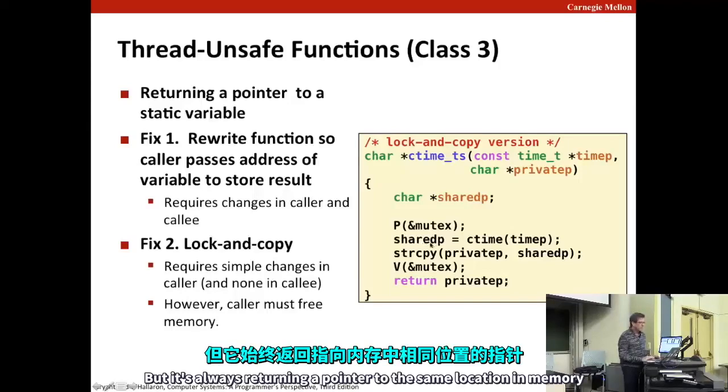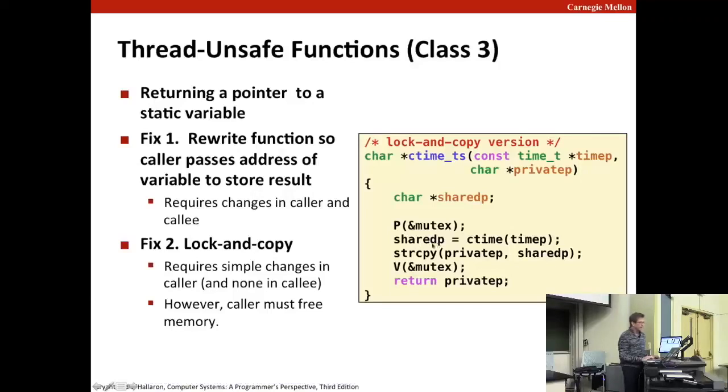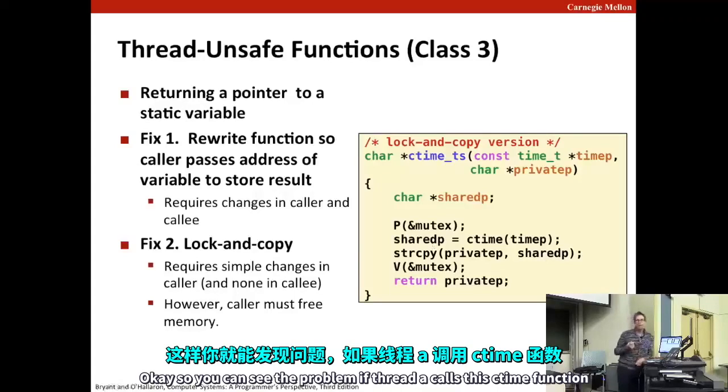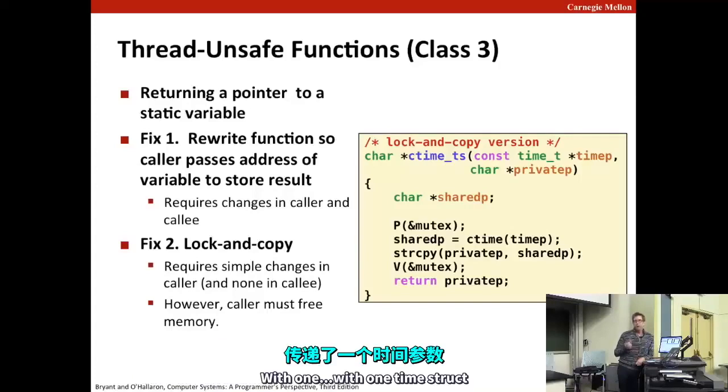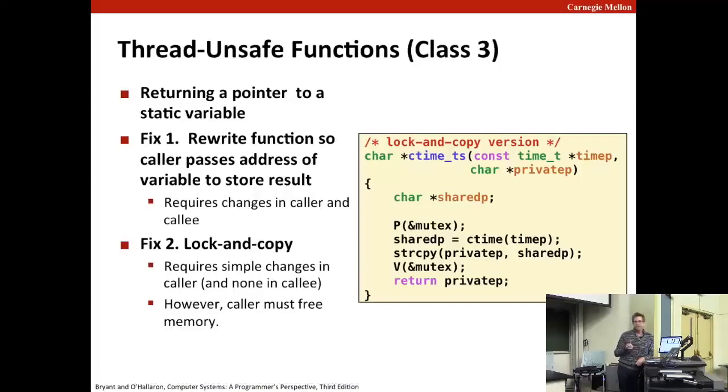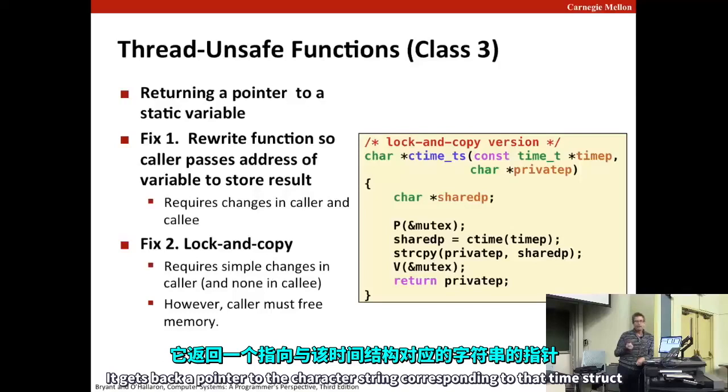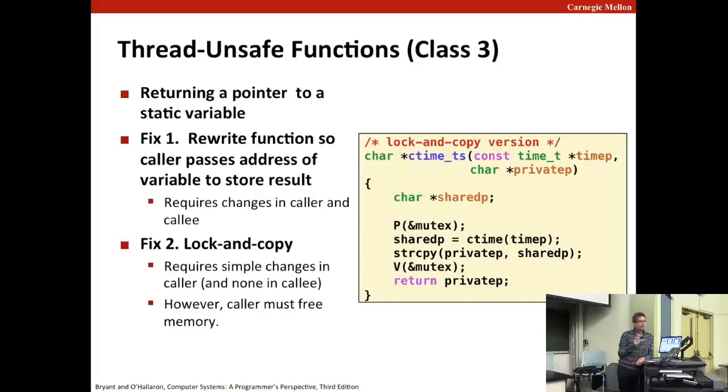But it's always returning a pointer to the same location in memory. Okay, so you can see the problem. If thread A calls this ctime function with one time struct, it gets back a pointer to the character string corresponding to that time struct.